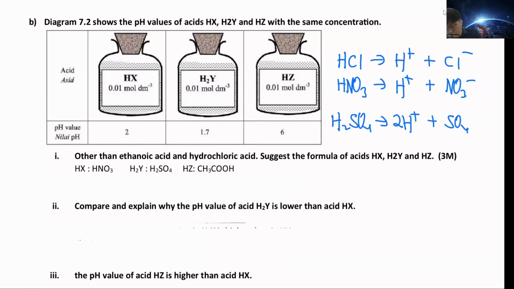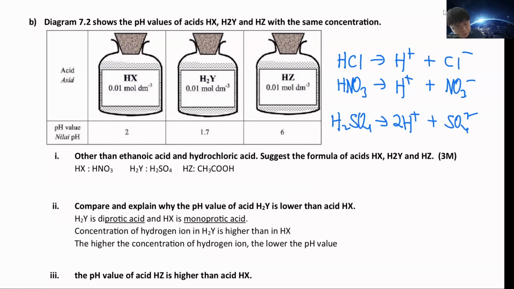This question is around 5 marks or so, so I don't expect them to ask very detailed questions. You mention that H2S is a diprotic acid, HX is a monoprotic acid. So the concentration of H plus is higher, or you can write double, because this one produced double. So the higher the concentration of hydrogen ion, the lower the pH, because more H plus means more acidic. When more acidic, your pH will be very close to 0 or 1.